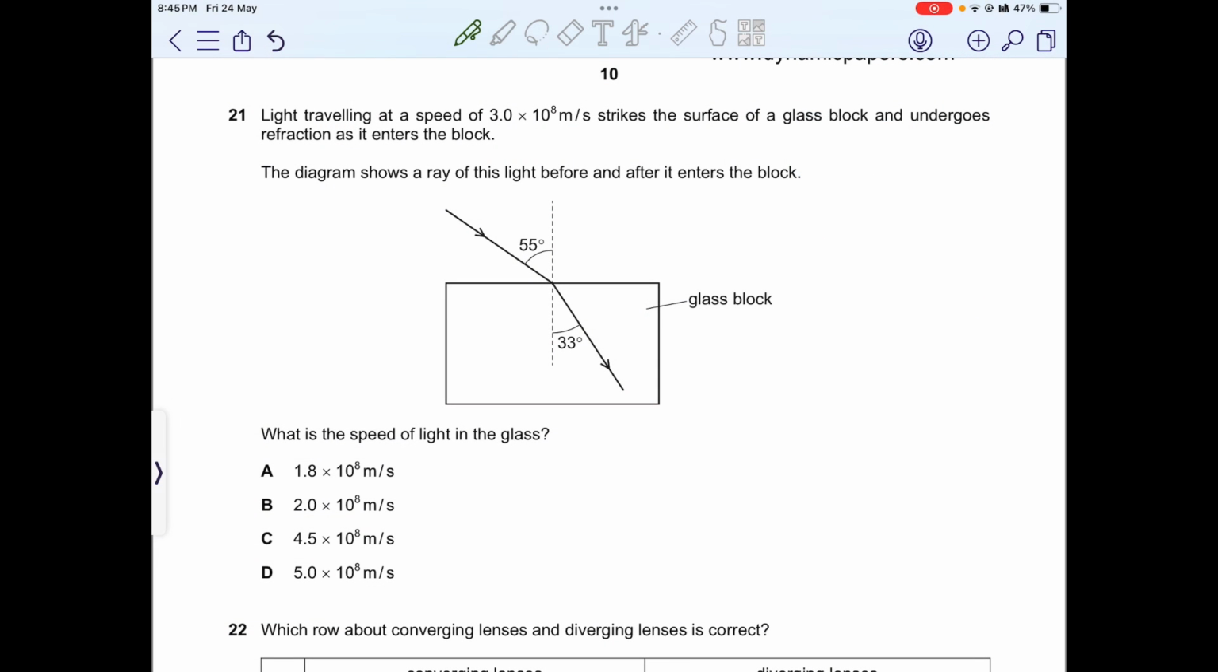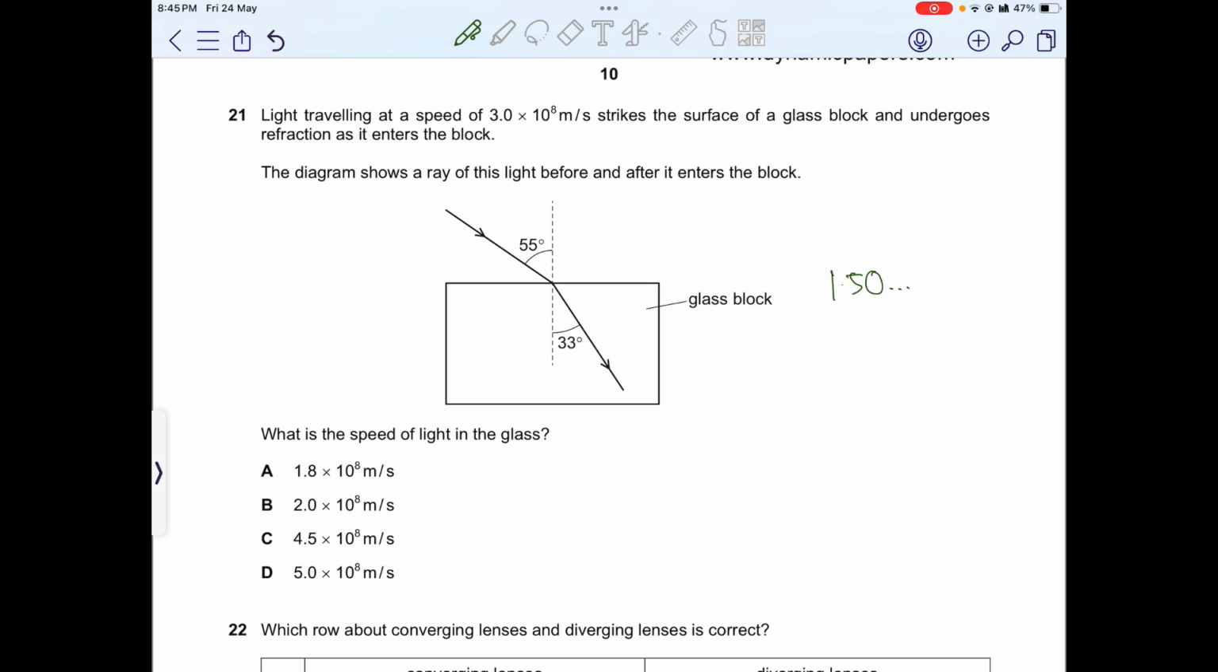Next up, we have question number 21, which is that light is traveling at a speed of 3.0 times 10 to the power 8. It strikes the surface of the glass block and undergoes refraction. The diagram shows the ray of light before and after it enters. What is the speed of light? Now, to calculate the speed of light, we need to calculate the refractive index of this glass. The refractive index would be sine 55, which is the angle of incidence, over sine 33, which is the angle of refraction. When you do this, you get around 1.50. You just use the values in the calculator.